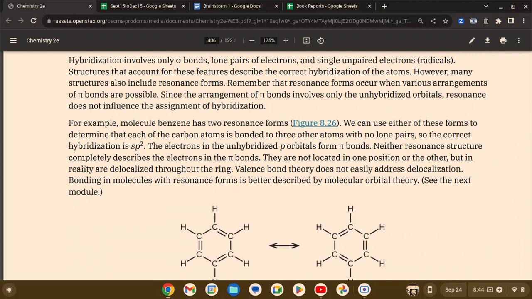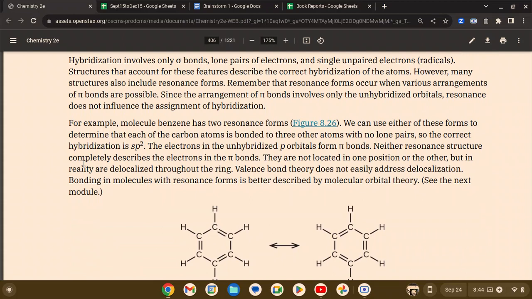For example, the molecule benzene has two resonance forms. We can use either of these forms to determine that each of the carbon atoms is bonded to three other atoms with no lone pairs, so the correct hybridization is sp2. The electrons in the unhybridized p orbitals form sigma bonds or pi bonds.